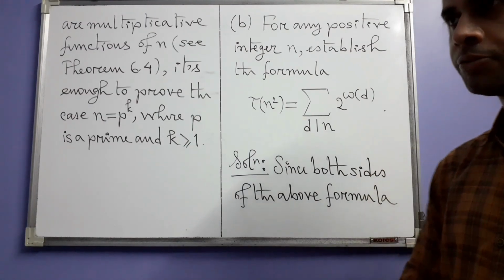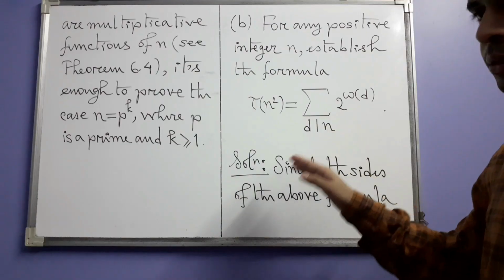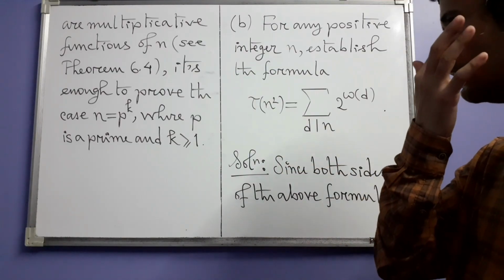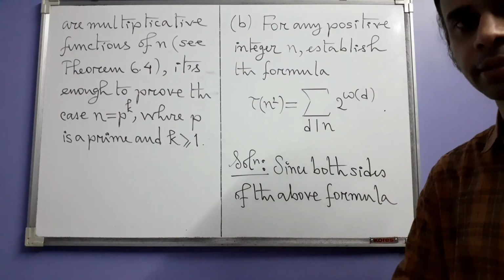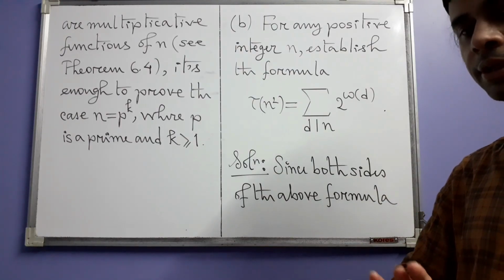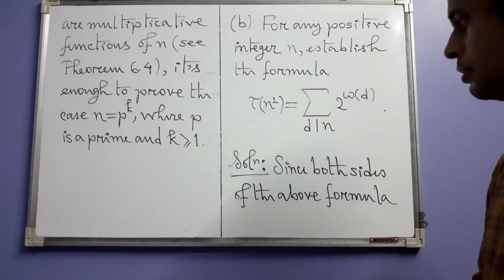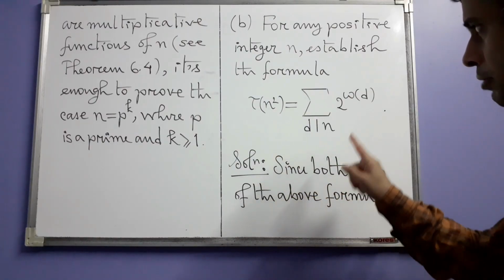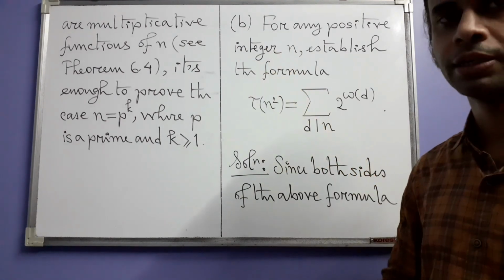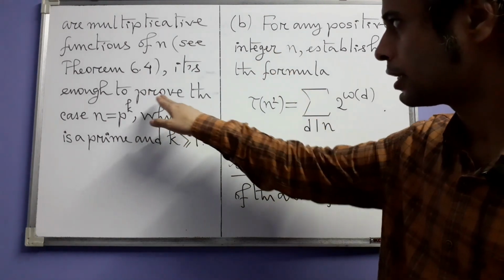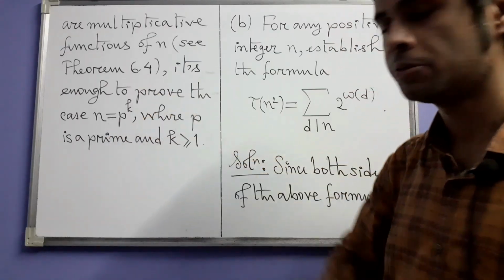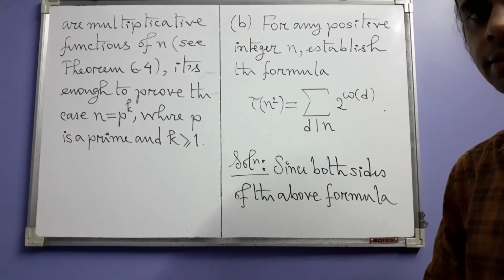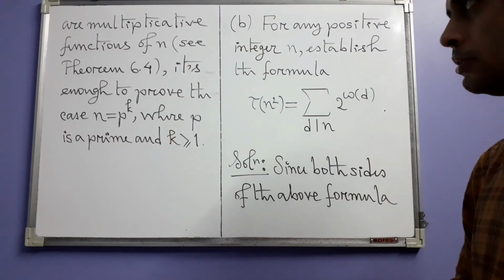The given formula that you have to establish seems complicated for a general positive integer n, but luckily we can simplify our task. We don't have to even consider the general case. We instead observe this. Since both sides of the above formula are multiplicative functions of n, it's enough to prove the case n equal to p to the power k. Just that case where p is a prime and k is any positive integer.